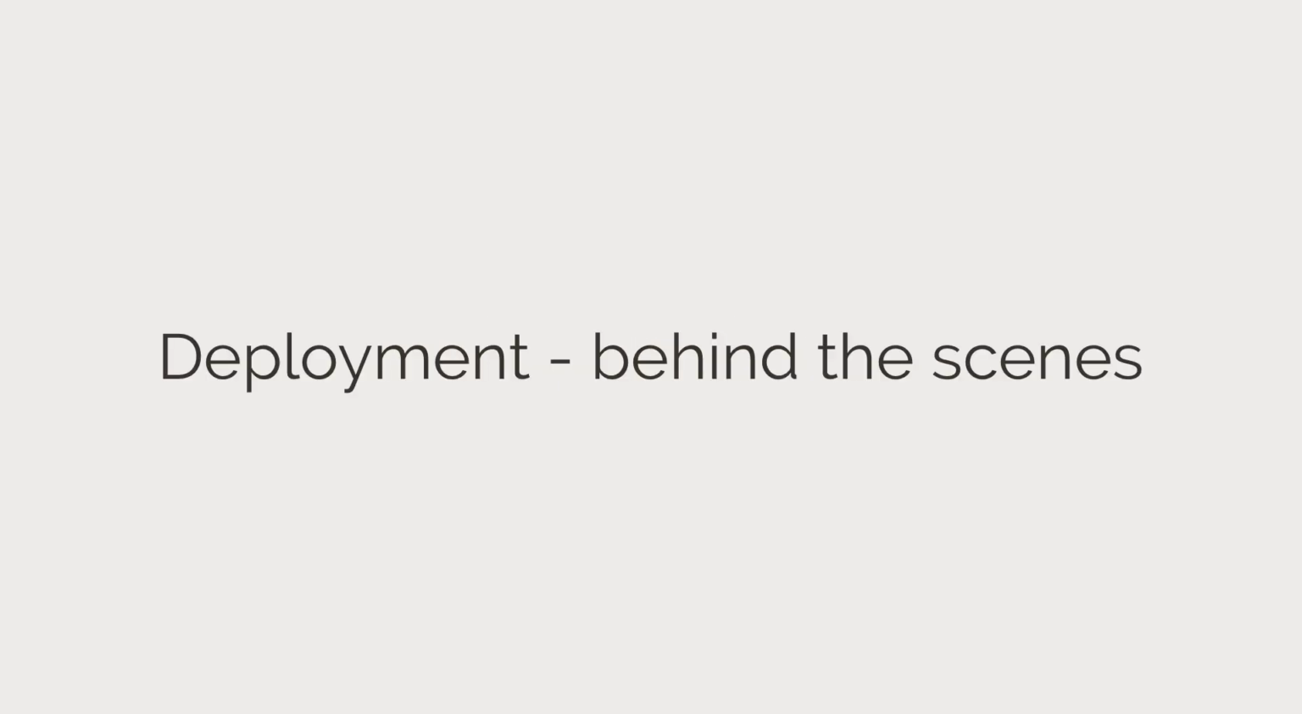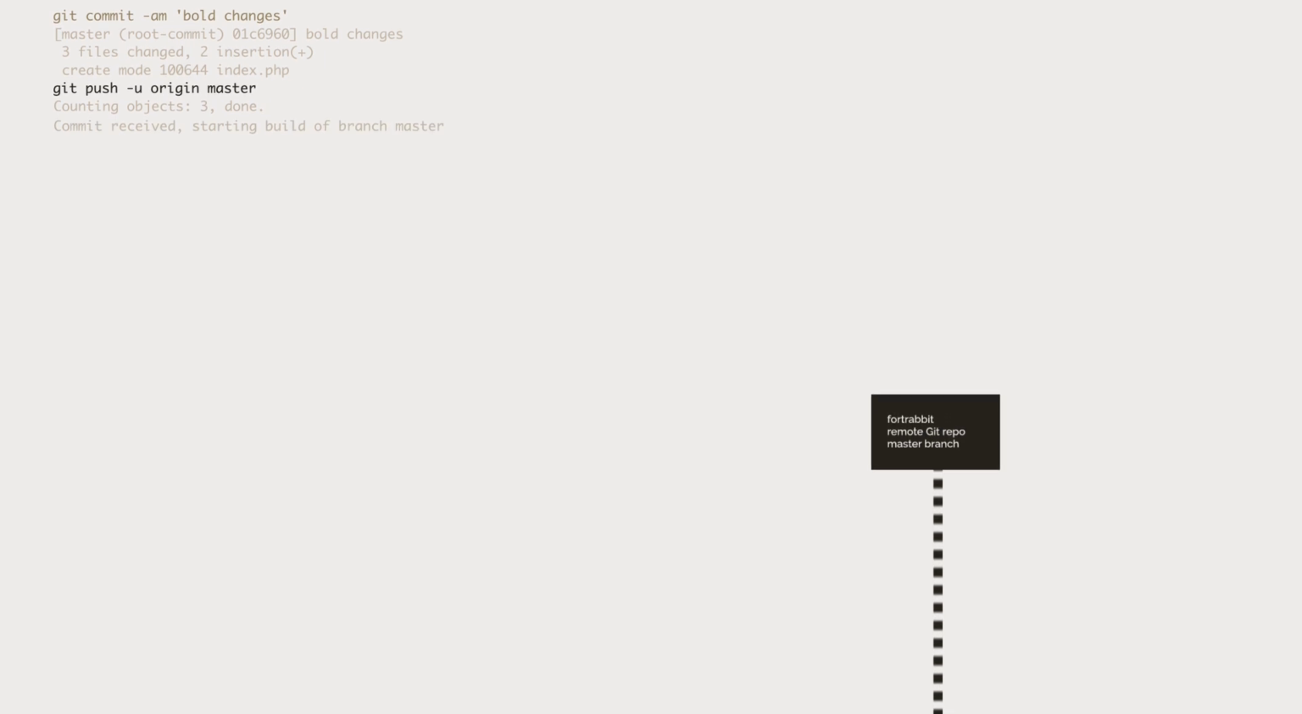What happens behind the scenes after you git push to deploy on fortrabbit? Let's have a look at how deployment works on a production app in slow motion. You git push the master branch to fortrabbit. This updates the remote repository.